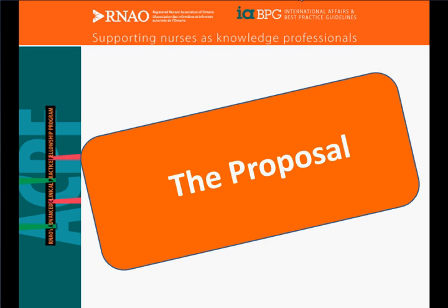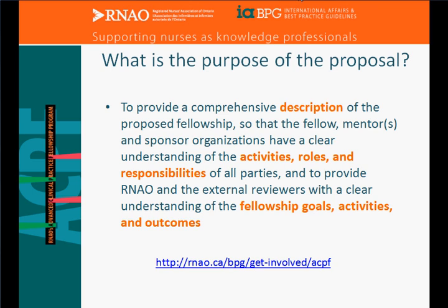So let me just get into a little bit about the proposal. I've added the link at the bottom of this slide where you can go to download the proposal. And just so you're aware, the ACPF skill development streams have one proposal and RFP, but the AMS RNAO fellowship has a separate proposal and RFP because the questions are slightly different due to the focus. So please be aware that you're downloading the correct proposal depending on what stream you're interested in.